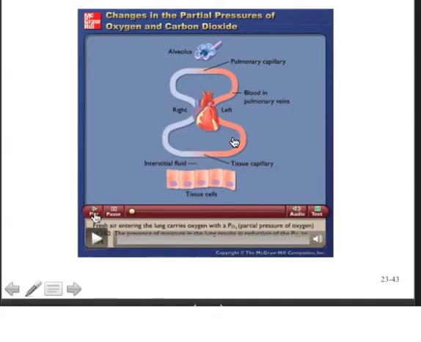And this is going to talk a little bit about the changes in partial pressure of oxygen and carbon dioxide as we run between the pulmonary and the systemic circuits.